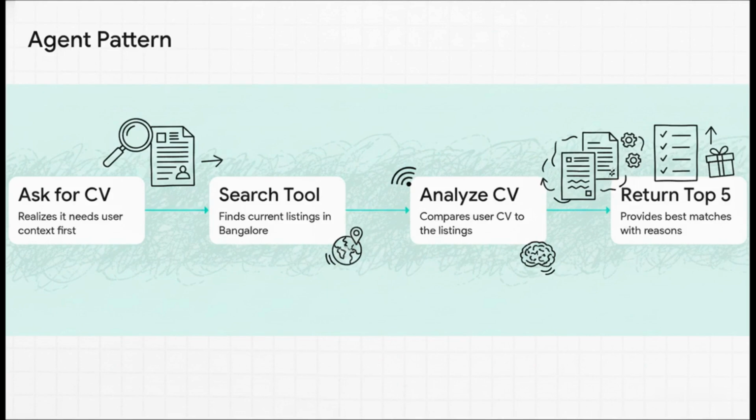Step 2, it actively calls a search tool to find live, current listings specifically in Bangalore. Step 3, it triggers an analysis tool to dynamically cross-reference the user's uploaded CV against the hard requirements of every single listing it found. And finally, Step 4, it compiles and returns the 5 best match jobs, complete with a customized one-line reason for why it's a match. It's the same user, on the same platform, but because they are delegating a multi-step task, only an agent infrastructure can actually pull this off.